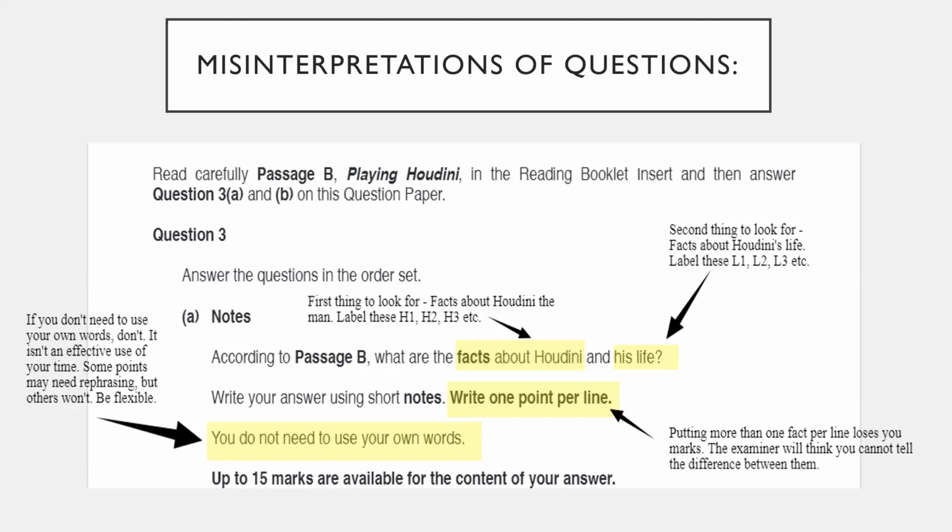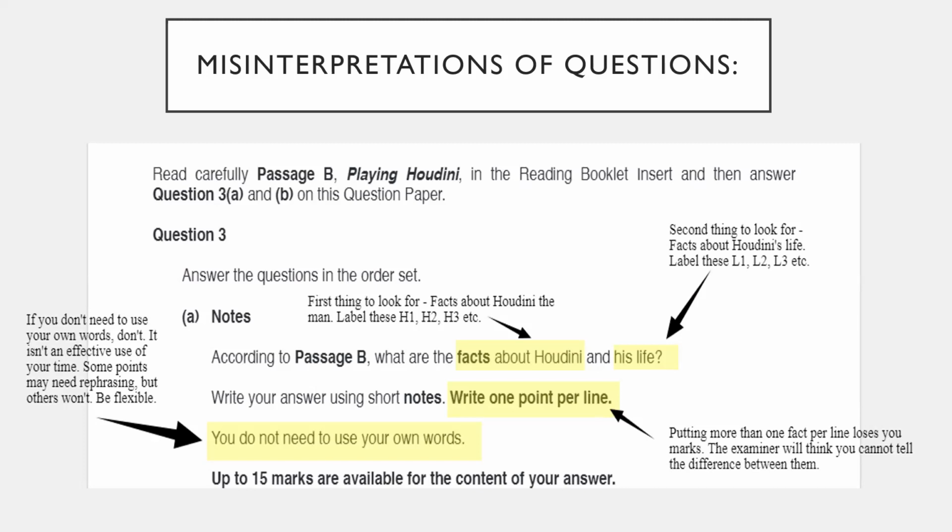And then it says you do not need to use your own words. That's really important to know. So if you don't need to use your own words, don't. It isn't an effective use of your time, especially if they've specifically said you don't need to. Sometimes some points may need rephrasing, but others won't. So be flexible. Also, write 1 point per line.